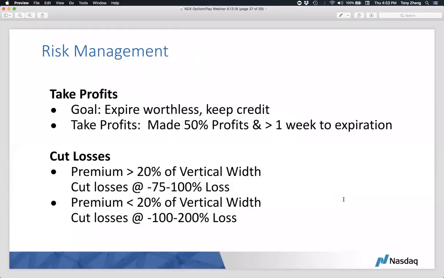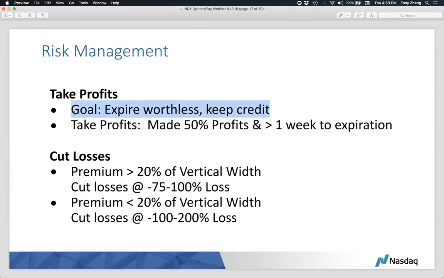Now, the last piece that I want to go over before we start looking at OptionsPlay is risk management. With any form of options trading, the key is risk management. So when to take profit, when to cut losses, these are things that you should have planned ahead before you enter the trade, so you know exactly when you're going to take profit, when you're going to cut your losses, and when you're going to hold the trade until expiration. Now, with selling credit spreads, the goal is simply to sell the credit spread, let it expire worthless, keep that credit, and do it over and over again. That's the goal.